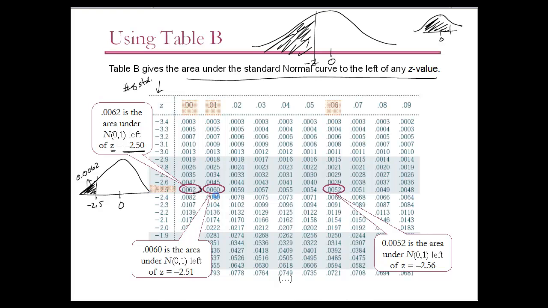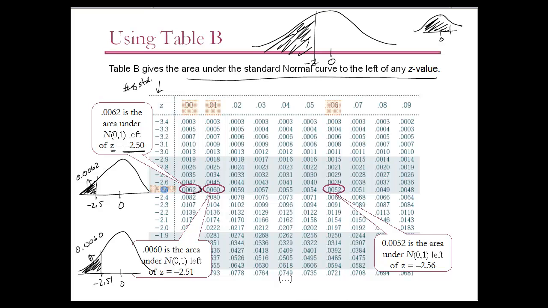Now over here, the negative 2.51 is talking about the area to the left. Now because I'm further out on my curve, I would expect that that area would be a little bit smaller, but not much. And it's 0.0060, so it is slightly smaller. So again, that's what this table is used for.